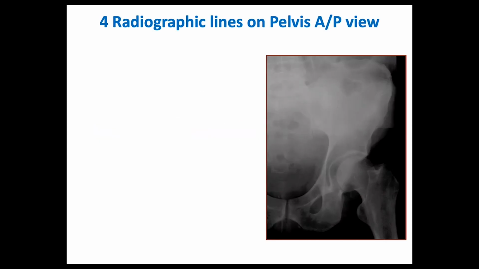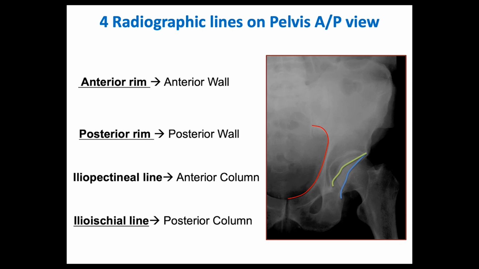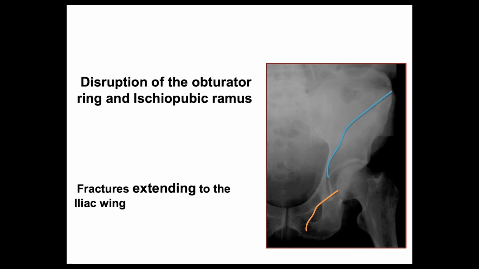So now I'm going to present a rather simplified algorithm of commonly encountered acetabular fractures. To start with, I would like to remind you of the following radiographic lines, including the anterior rim, which represents the anterior wall, posterior rim, which represents the posterior wall, iliopectineal line, which represents the anterior column, and ilioischial line, which represents the posterior column. In addition, we would need to review the X-ray to check for any disruption of the obturator ring as well as the ischiopubic ramus, or any fractures extending into the iliac wing.